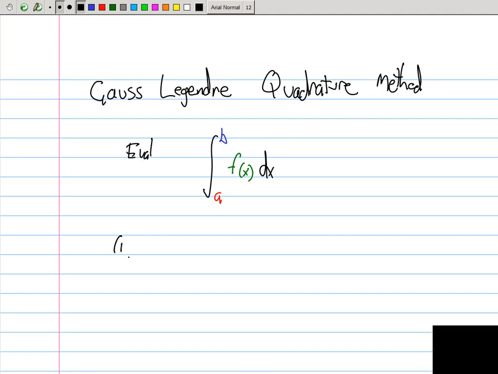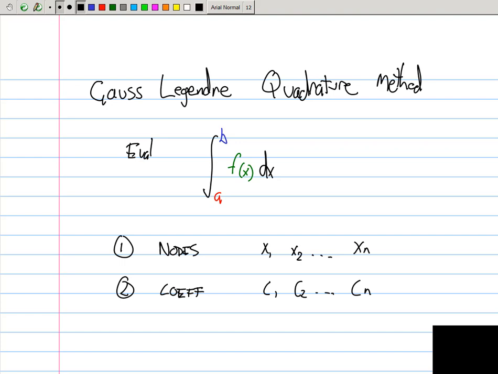First thing that we want to do with the Gauss-Legendre method is consider a number of nodes, and those nodes are going to be x1, x2, all the way up to xn. And we are going to consider a series of coefficients, which we're going to call C1, C2, all the way up to Cn. And these are going to be selected to minimize error.